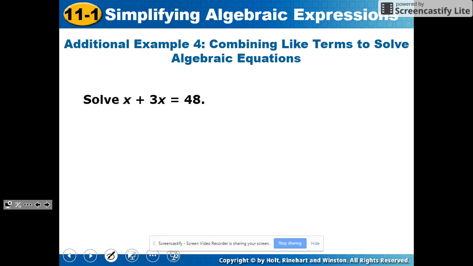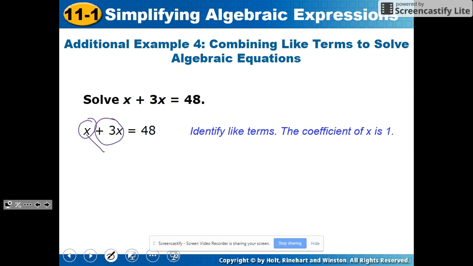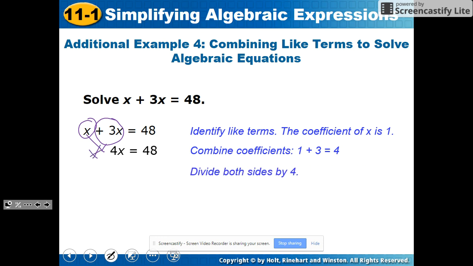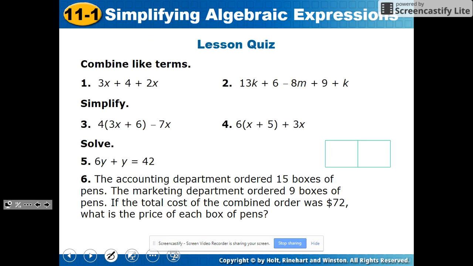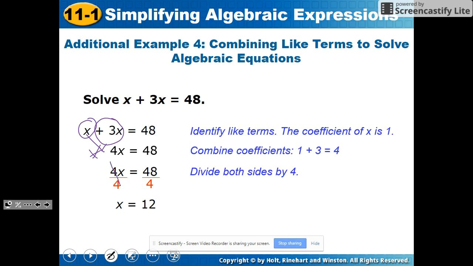Okay, example 4, we're going to combine like terms and solve the algebraic equation. So we're combining everything we've been learning up to this point. Looking at your terms, you've got x and a positive 3x. So combining those, you've got 4x, 1 plus 3 is 4, equals 48. Now we can solve. This is old news. Do the opposite to get x alone. You're going to divide both sides by 4. Boom. Leaving you with x, and then 48 divided by 4 is 12.